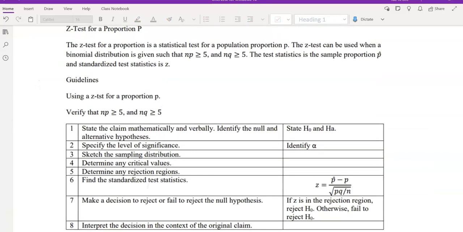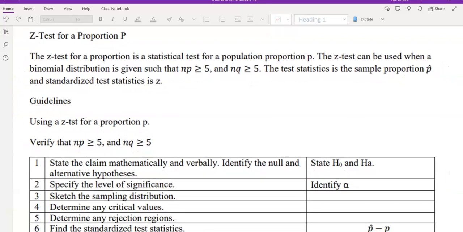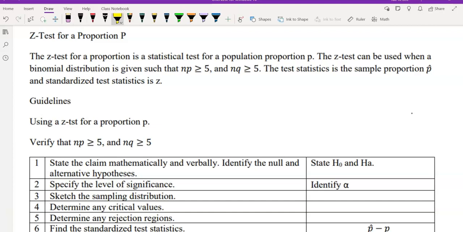np is bigger than or equal to 5 and nq is also bigger than or equal to 5. That's the base condition here. Before we use proportion, we need to double check whether it is satisfied or not. The test statistic is the sample proportion p cap, and the standardized test statistic is z.